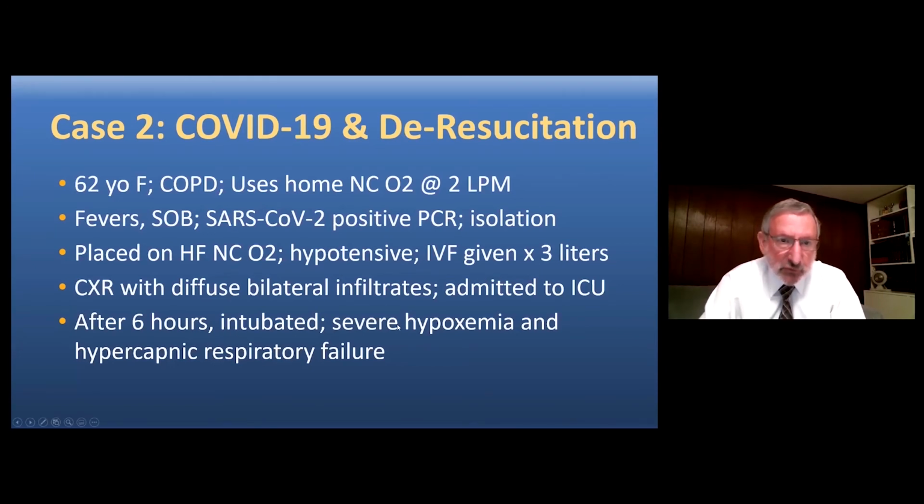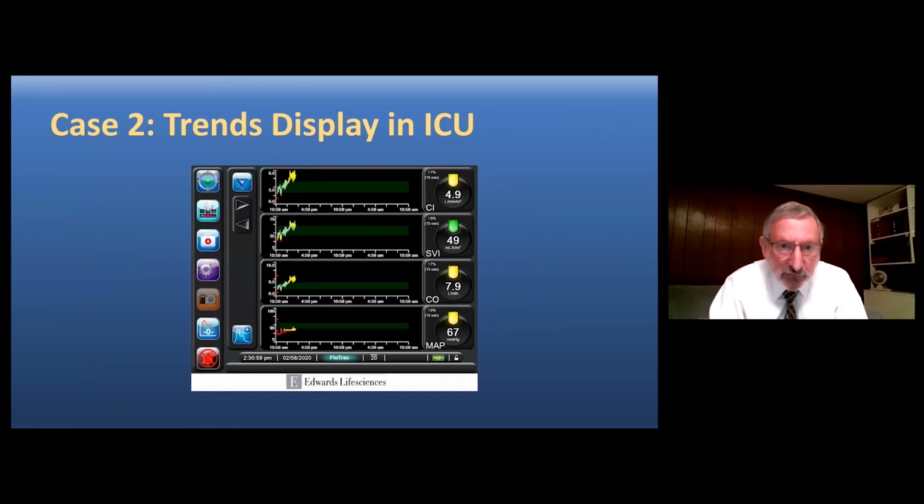Well, the first thing I like to know on this patient, besides their vital signs, is what's their SVI and how is the SVI tracking. If you look at the first hours in the ICU shown on this EV1000, the 4 axes are CI, SVI, CO, and MAP. So we've got a good MAP.